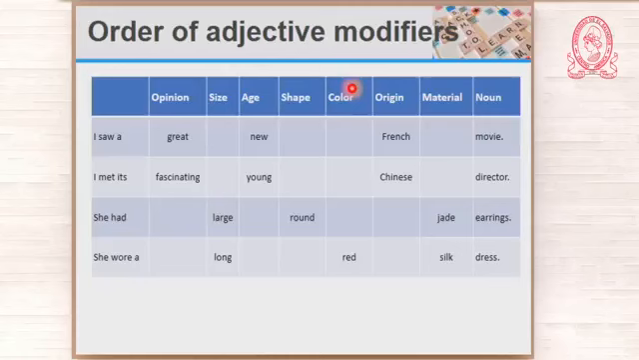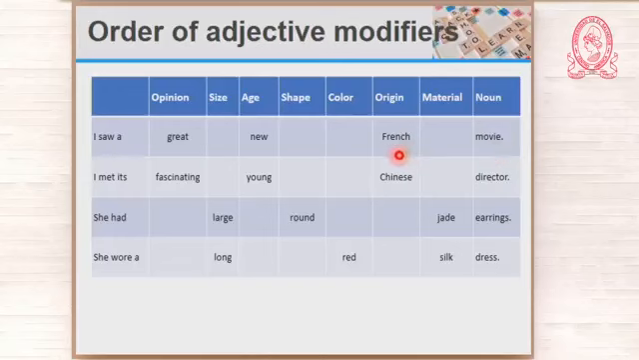Sometimes the head noun is modified by different adjectives, and they express different things. For example, the adjective or modifier may express an opinion, size, age, shape, color, origin, or material. And then you may ask yourself, well, if I have 2, 3, 4 adjectives modifying a head noun, what is the order? Or there are no rules about this. Let us see the first sentence. I saw a great new French movie.